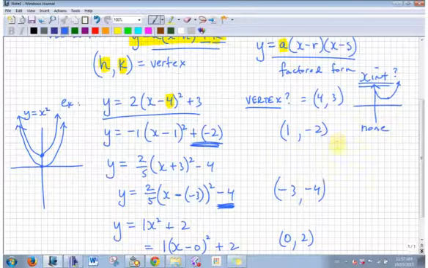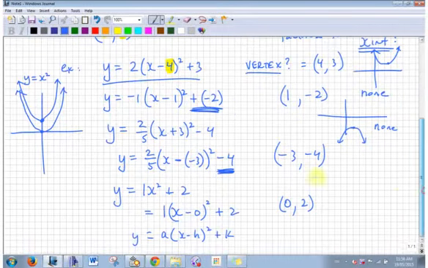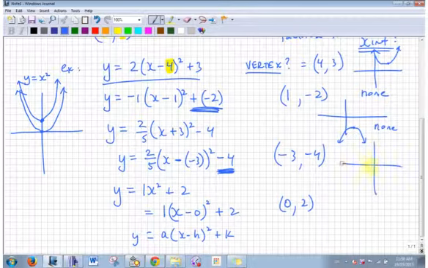How about this guy? My vertex is 1, negative 2. Does this thing open up or down? Negative. Opens down. How many x-intercepts does this guy have? It also doesn't cross the x-axis, does it? How about the next guy? Negative 3, negative 4. It's down here somewhere. Does this thing open up or down?